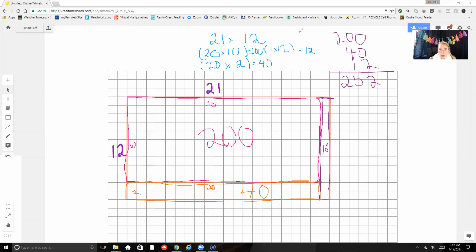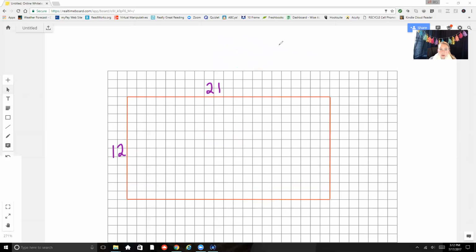You could split it in a different way. So I'll show you one more way you can split it. So we could say, okay, 21 times 12. We could have just split it into 20 times 12, and then we could have split it into 1 times 12. So that way you're just splitting that first factor right here into friendly numbers and keeping the 12 intact. So this is going to be 240, and then this will be 12.